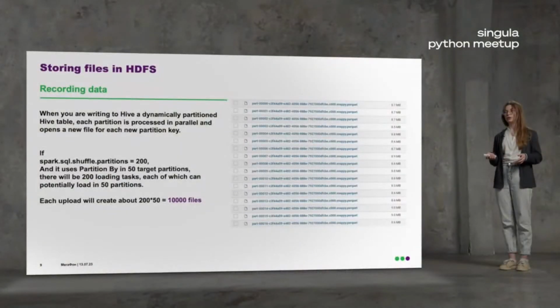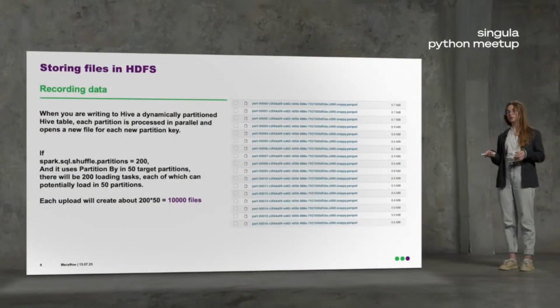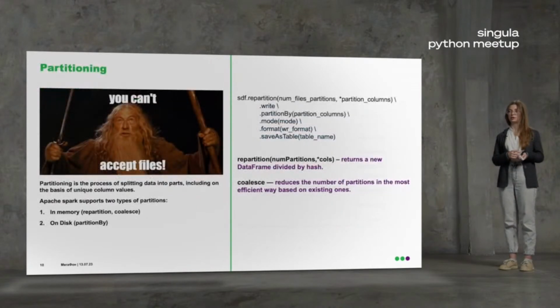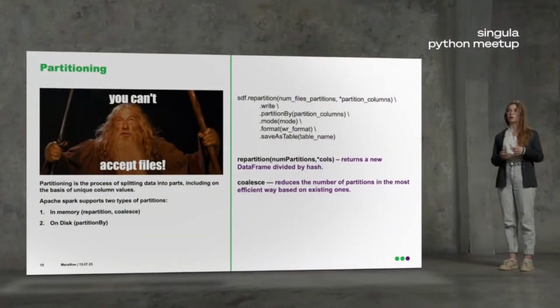When you are writing to a dynamically partitioned Hive table, each partition is processed in parallel and opens a new file for each new partition key. If the value of Spark SQL shuffle partitions is equal to 200 and it uses partition by in 50 target partitions, then as a result we will get 10,000 files. In order to deal with this, you need to use partitioning methods, which allow you to split data into parts. Apache Spark supports 2 types of partitions: in memory using repartition or coalesce, and on the disk using partition by.